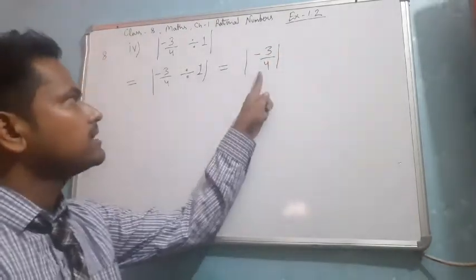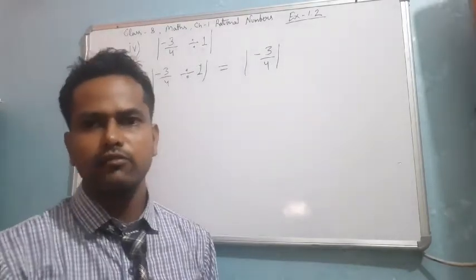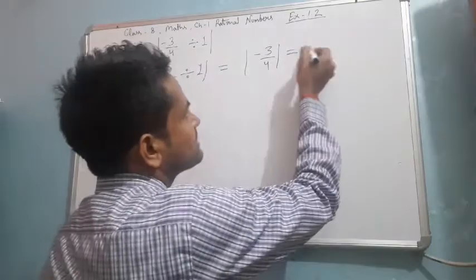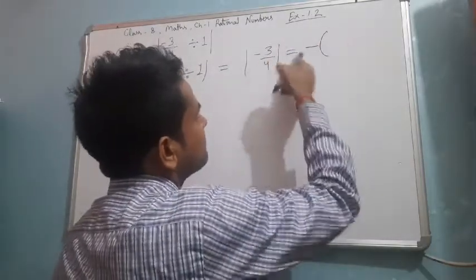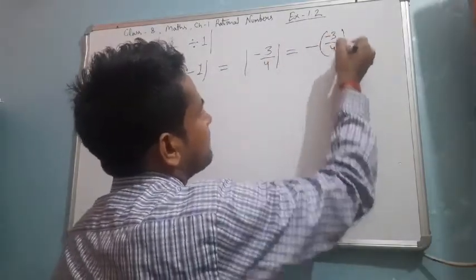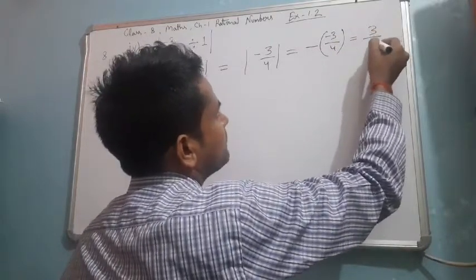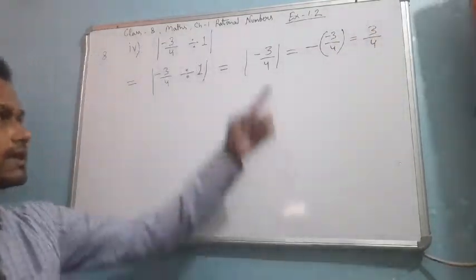And here minus 3 by 4 is a negative rational number. That's why this mod gives minus a, where a is minus 3 by 4. Minus minus will be plus. So the answer will be 3 by 4. That is your answer.